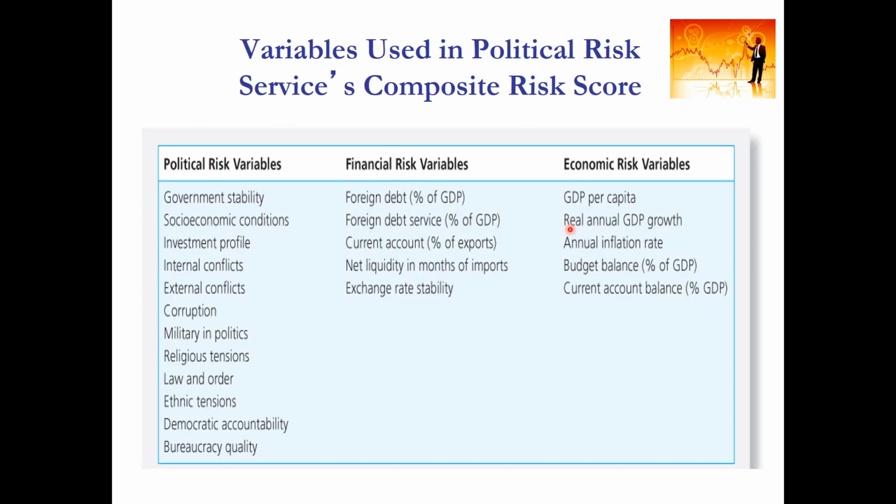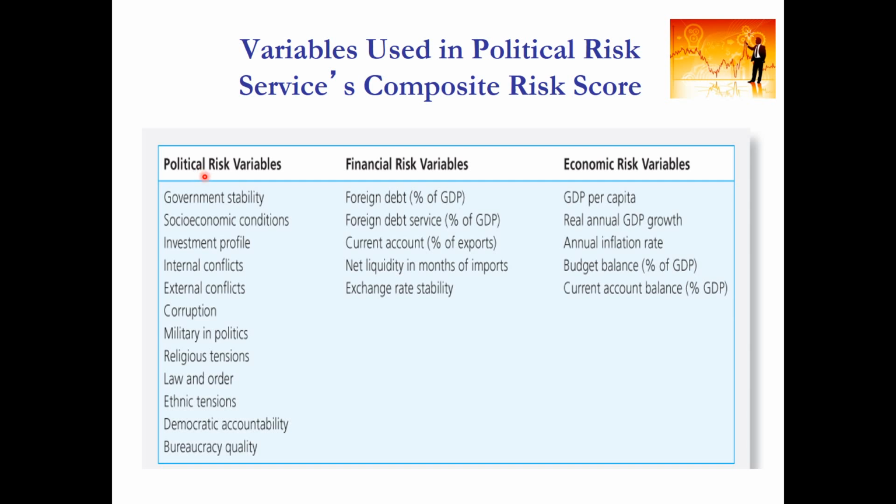So here you can see that the PRS group divide the country risk into three major categories, for example, political risk, financial risk, and economic risk. And under each of these risk categories, they consider a range of variables. So by looking at these variables, you will understand how they measure country risk.